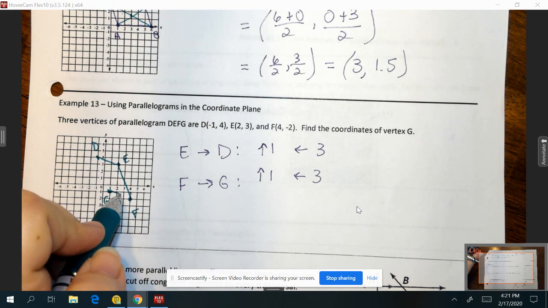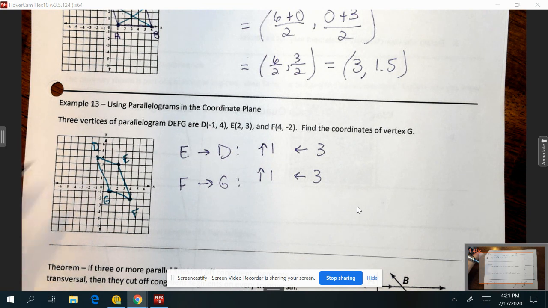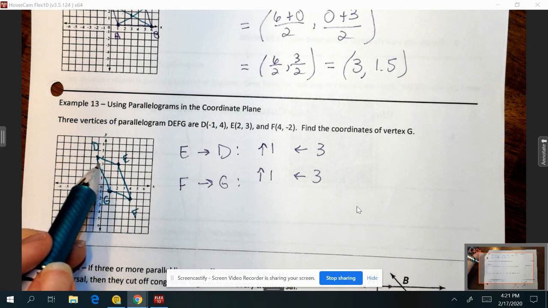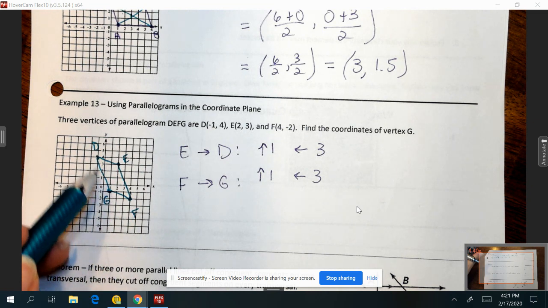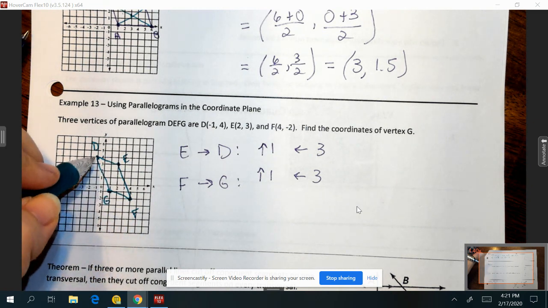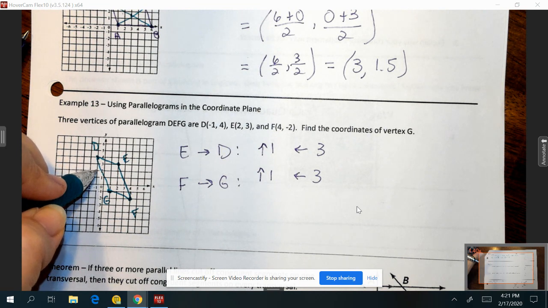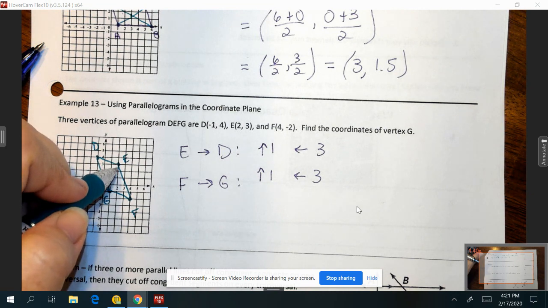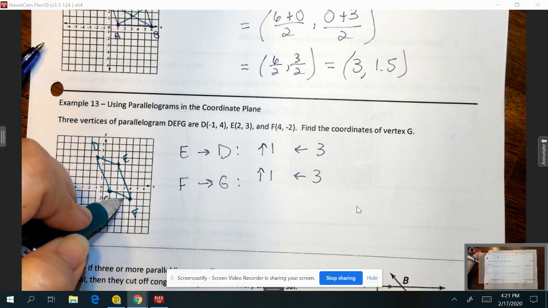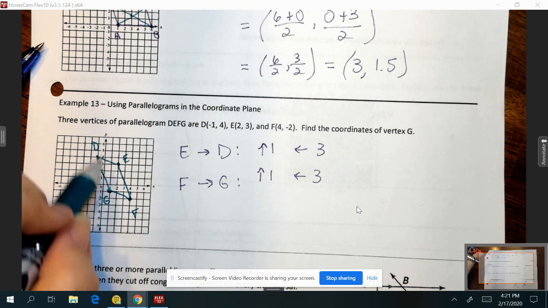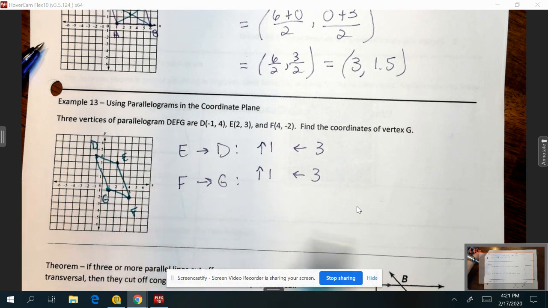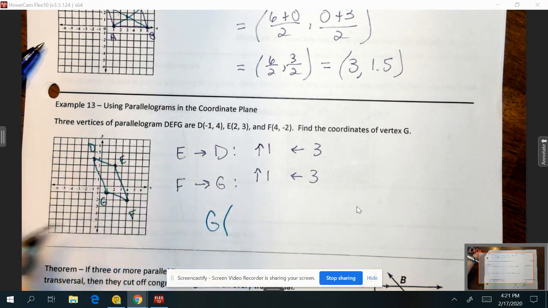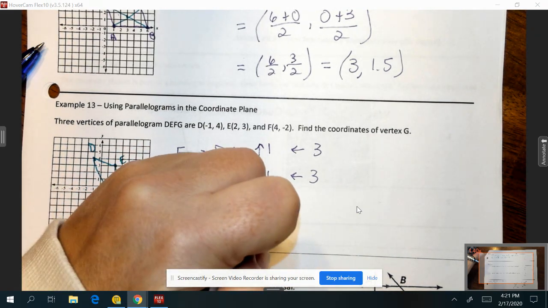So now if I draw in the rest of the parallelogram, it sure looks correct. This will have the same slope as this. It's down 1 over 3, down 1 over 3. D, G, and E, F should have the same slope. So that would be down 1, 2, 3, 4, 5, and over 2. So down 5 over 2, this one's 1, 2, 3, 4, 5, and over 2. So we can check our work. Those sides are parallel as well. So the last part says find the coordinates of vertex G. I found that G was at 1, -1.